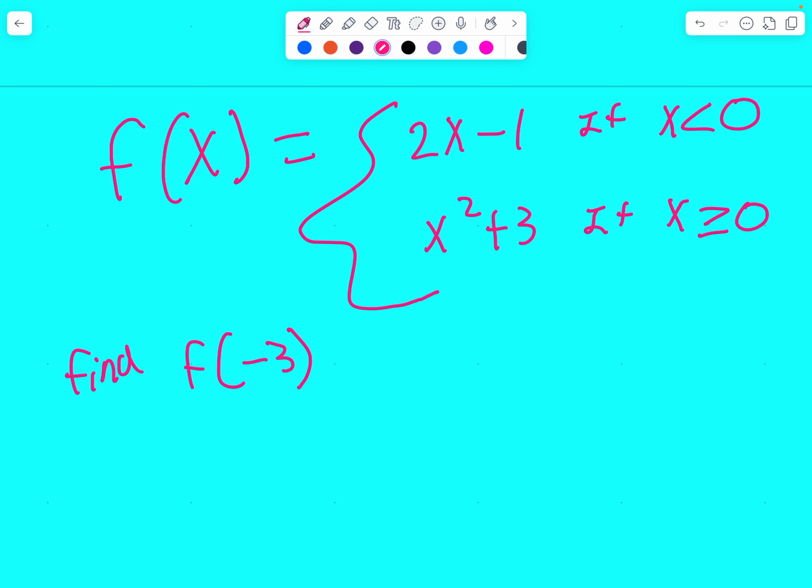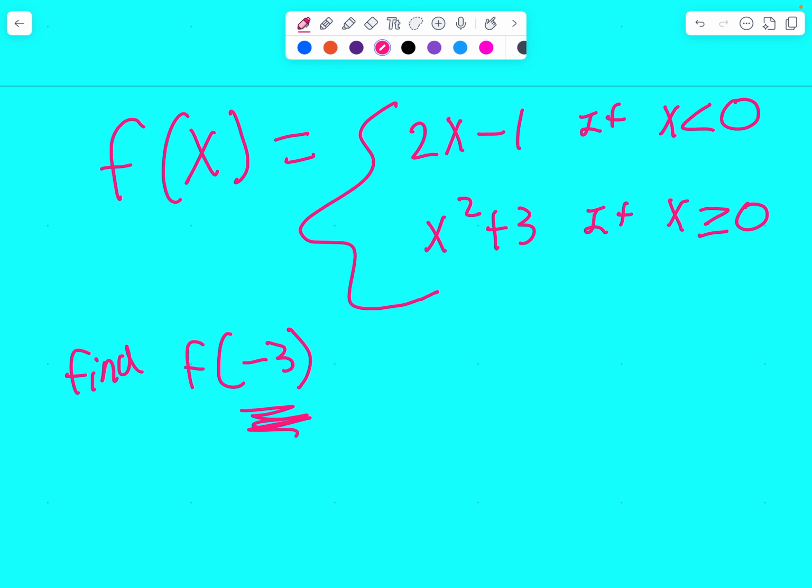So they said find f of negative 3. We'll look at the negative 3 number, right? And we're going to ask ourselves, is negative 3 less than 0, and is negative 3 greater than or equal to 0? That's how you have to approach it, okay? You apply it to both of them and see which one it matches, because it'll only fit one of them.